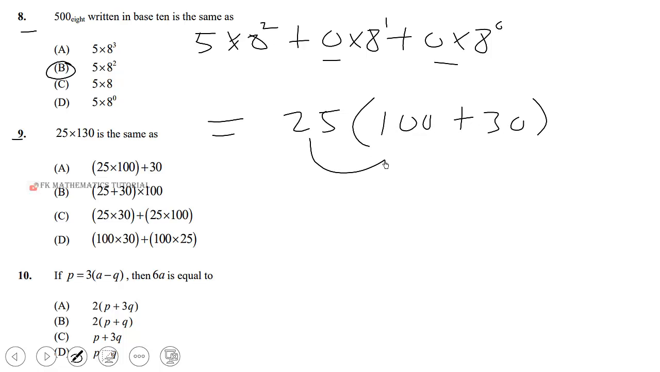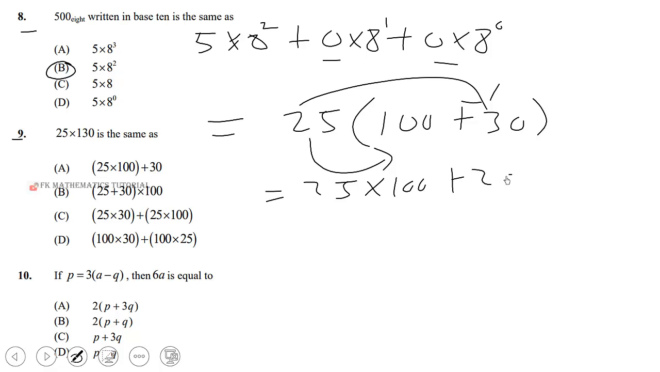So you use the distributive property. It will give you 25 times 100 plus 25 times 30. So 25 times 100 plus 25 times 30, option C.